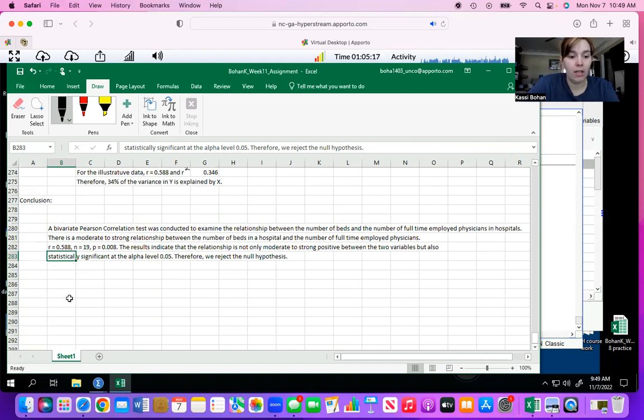So my conclusion: a bivariate Pearson correlation test was conducted to examine the relationship between the number of beds and the number of full-time employed physicians in the hospital. There is a moderate to strong relationship between the number of beds in the hospital and the number of full-time physicians specifically. The R value was 0.588, the N was 19, and the p-value was 0.008. The results indicated that the relationship is not only moderately to strongly positive between the two variables, but also statistically significant at the alpha level of 0.05. Therefore, we reject the null hypothesis.